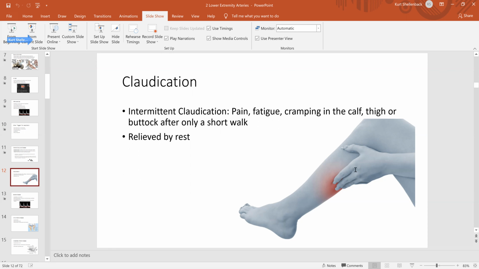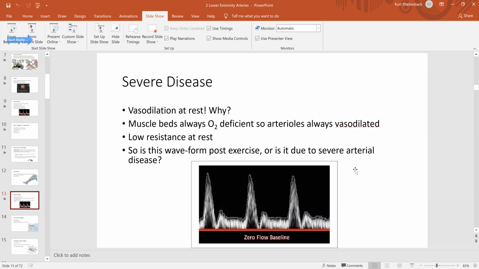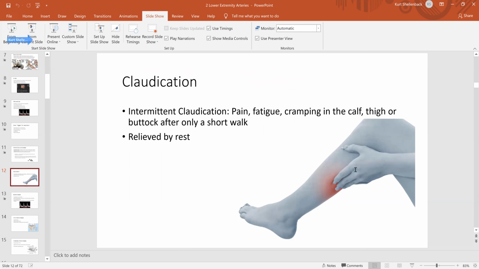Claudication, to limp, intermittent claudication: pain, fatigue, cramping in the calf, thigh, buttock after only a short walk, and then it is relieved by rest. That is an indication. It doesn't necessarily mean that a patient has peripheral arterial disease. They might come in with claudication symptoms, and you're going to be testing for that. It could end up to be nerve damage. It could be arthritis. It could be other things going on.